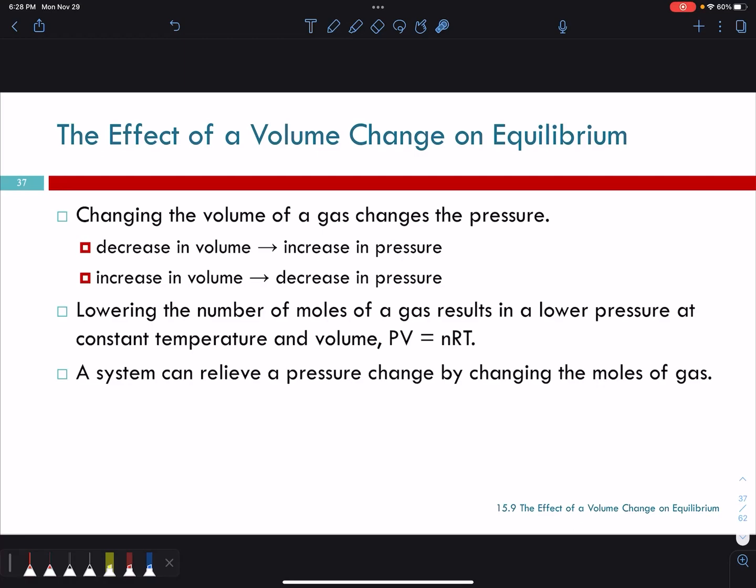Also, lowering the number of moles of a gas results in a lower pressure at constant temperature and volume. So one of the ways that a system can relieve pressure, if you increase the pressure, is by converting those moles of gas into, usually, something aqueous or a solid or a liquid. If it removes those gas particles from the air, that's going to decrease the pressure.